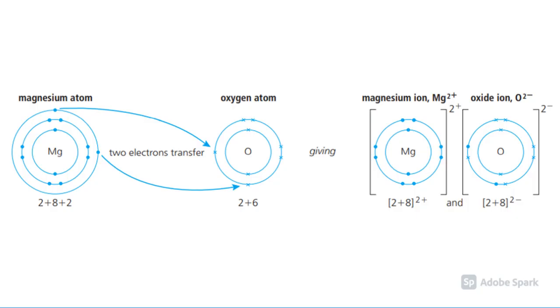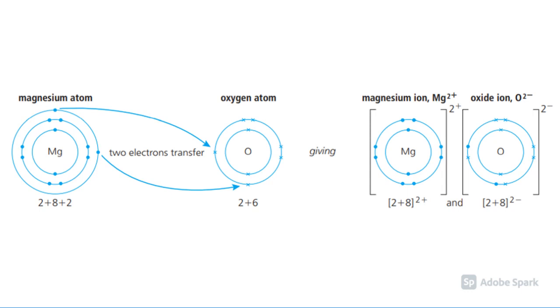A magnesium atom has 2 outer electrons and an oxygen atom has 6. So when magnesium burns in oxygen, each magnesium atom loses its 2 outer electrons to an oxygen atom. Magnesium and oxide ions are formed.